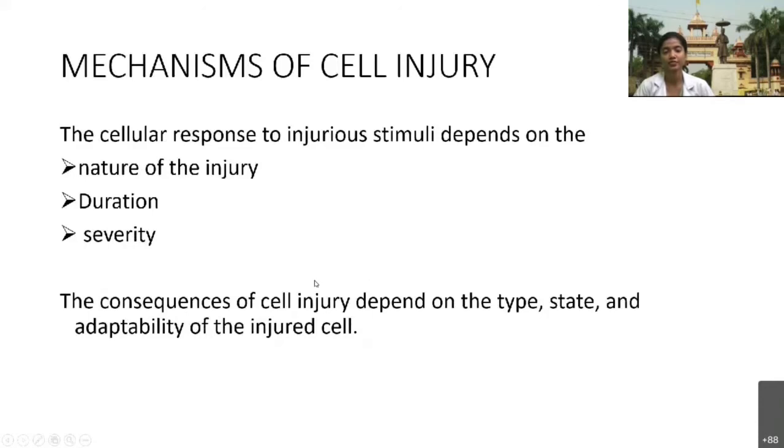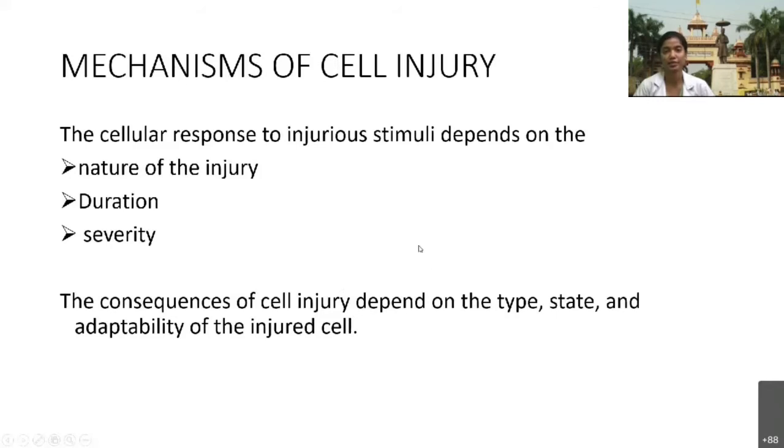Now coming to the next thing, that is the mechanism of cell injury. Now the cellular response to the injurious stimulus will depend on the nature of injury, duration, and severity. For example, if the oxygen supply is cut off for a shorter duration, that may cause a reversible injury. On the other hand, if the process is longer, then it will lead to an irreversible injury. Also, the consequences of cell injury will depend upon the type, state, and adaptability of the injured cell.